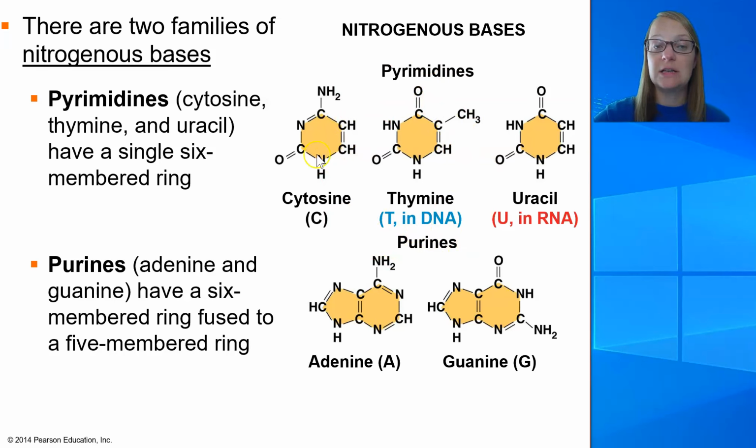So A, T, C, and G. RNA also uses C's and A's and G's, but instead of the thymine, it chooses to use the uracil. So the 4 nitrogenous bases for RNA are C, A, G, and U.